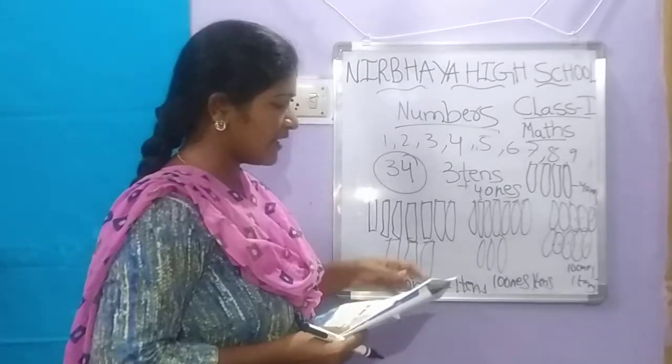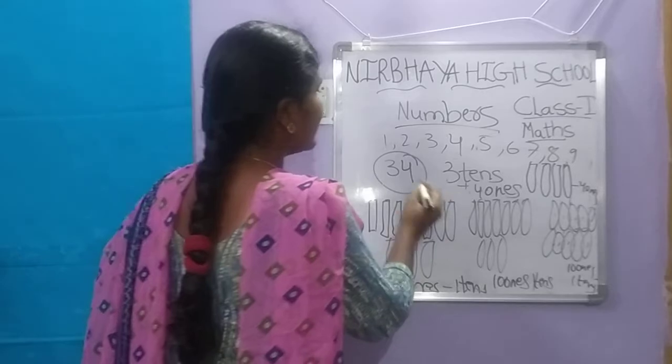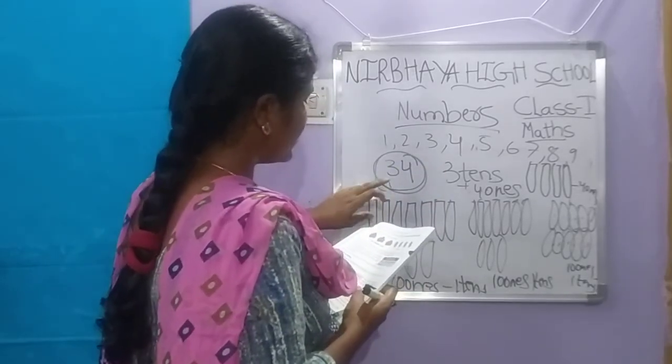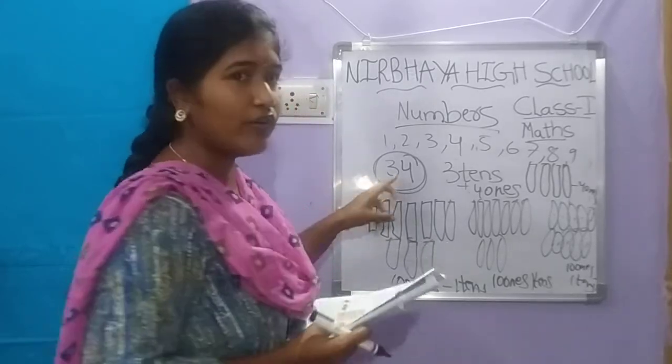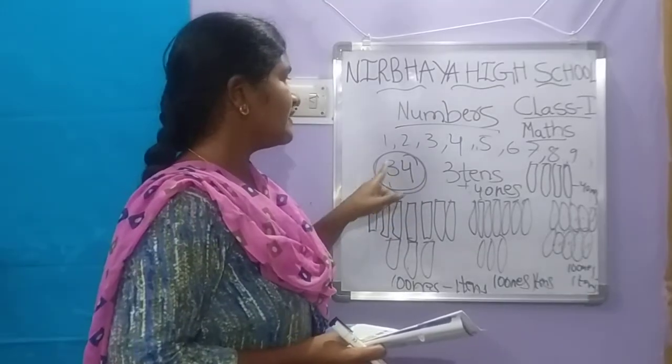How many logs are there? 3 tens and 4 ones. These are the double digit. How many digits are there? 2 digits are there. 34 has 2 digits. So these are the 2 digit number.